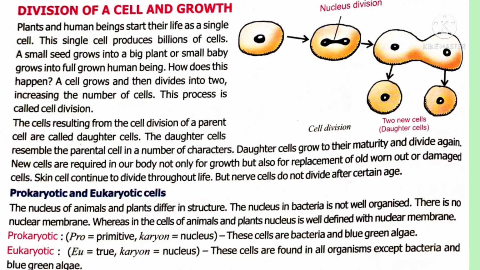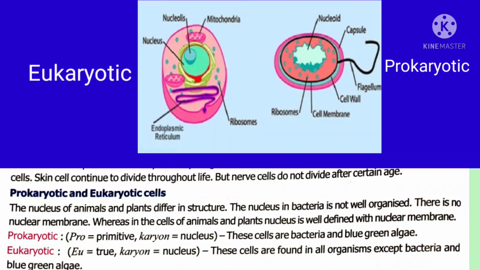The next topic is prokaryotic and eukaryotic cells. All cells are divided into two groups, that is prokaryotic and eukaryotic. What is the difference then? Prokaryotic cells are much different from eukaryotic cells. In what way are they different from each other?